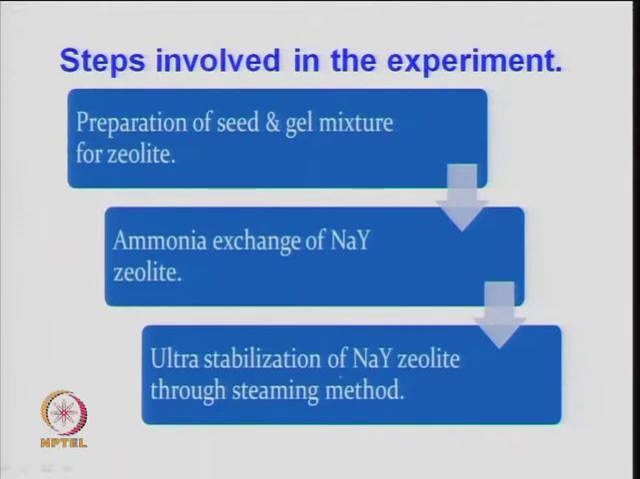Seed is desired in certain cases, as I said, sodium cation, sodium, potassium, these may be added, right, to add this to the zeolite framework, gallium, right. So, whatever, or proton exchange zeolites if required. So, ammonia exchange of sodium Y zeolite. So, if you need to replace these by ammonia cation exchanger, so ammonium type of zeolite is required, proton type of zeolite. So, that is if required for sodium Y zeolite. So, this is the second step. Then ultra stabilization of sodium Y zeolite through steaming method.